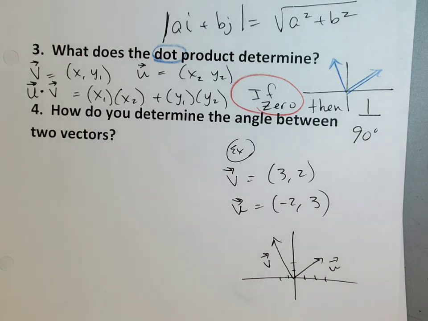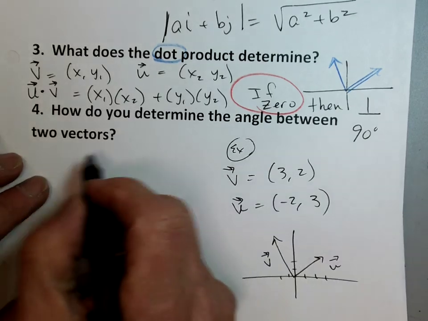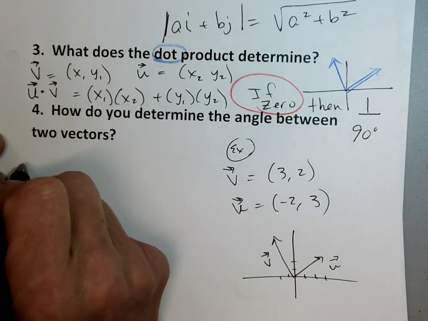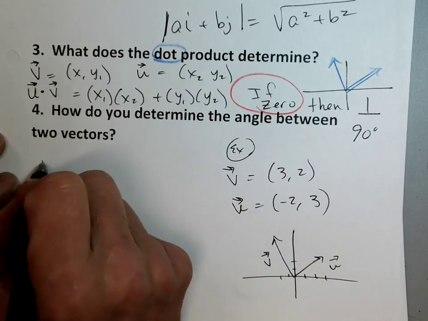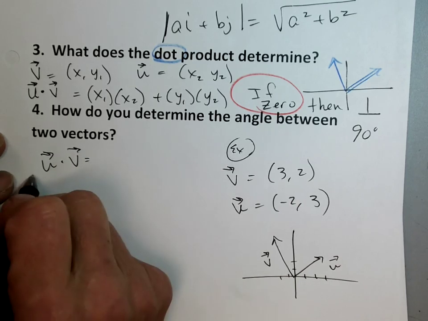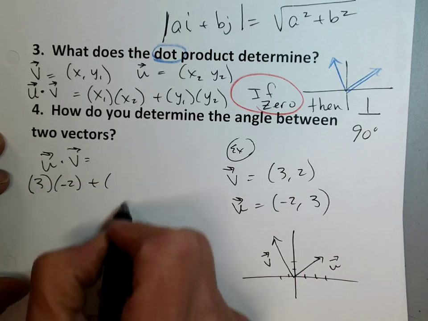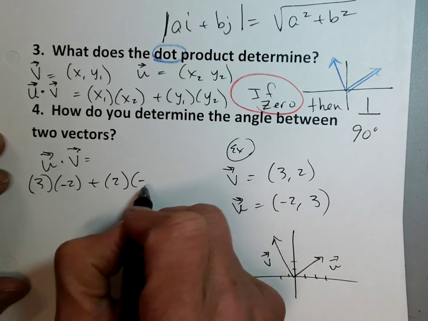You guys see that? I know that this is 3, 2, -2, 3. They're going to be 90. But let's check it out on the dot product. So dot product is going to cure that. On this one, if I go u dot v, I'm going to get a 3 times a -2 plus a 2 times a -3.